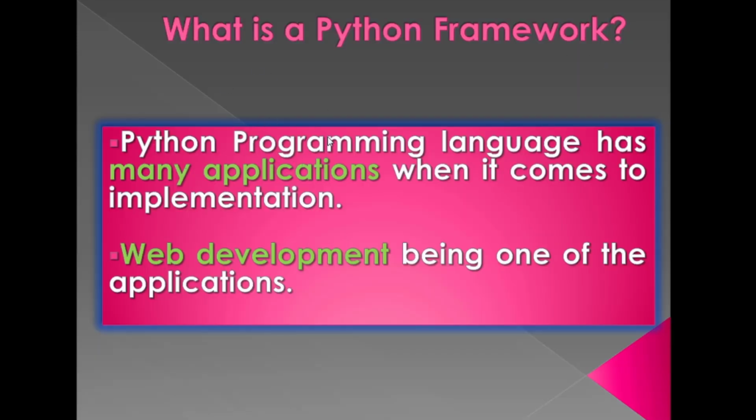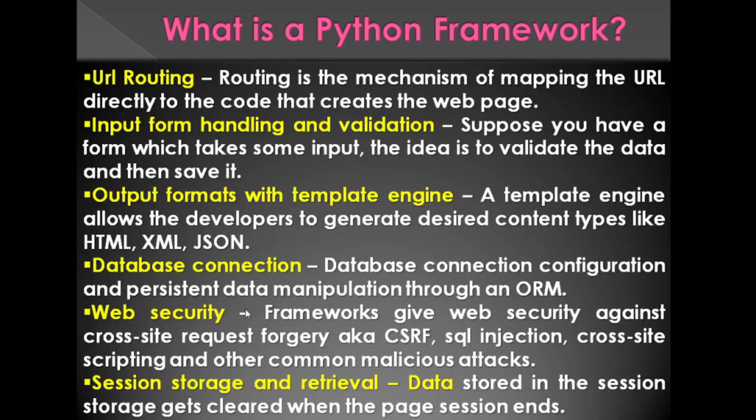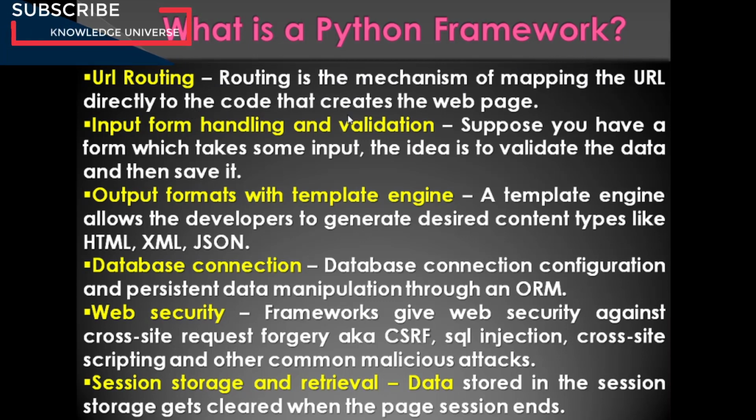Generally, the Python programming language has many important applications when it comes to implementing your project. Among these important applications is web development. Web development is one of the most important applications of Python programming. Now, why is a Python framework important? Usually, if you want to develop your web application, you need many important operations. As an example, URL routing. Routing is the mechanism of mapping your URL directly to your code that creates the web page.